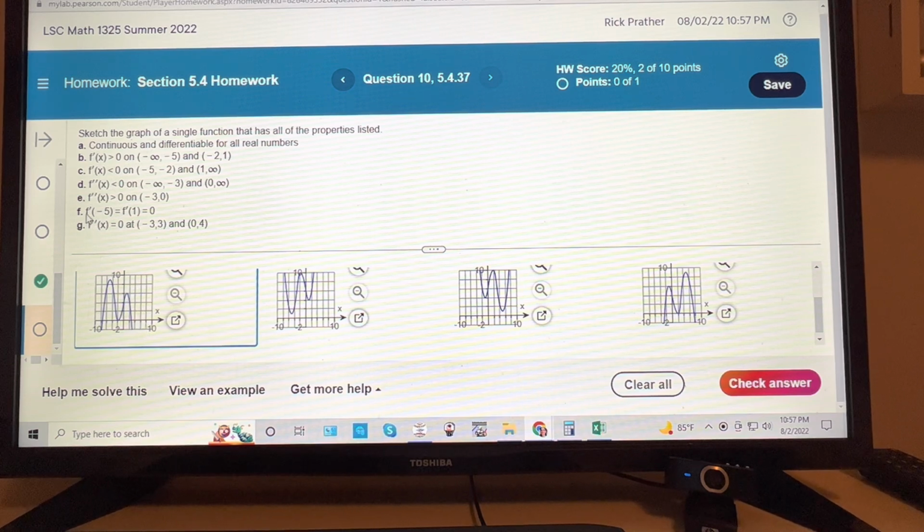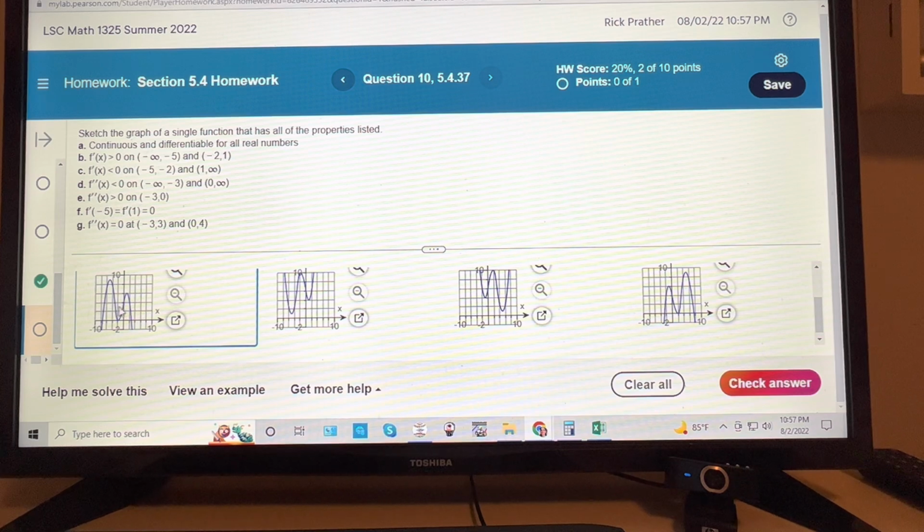And then f prime of negative 5 and f prime of 1 equal 0. Those are flat points of the graph. When the derivative is 0, you have a flat point on your graph. At negative 5, it's flat, and at positive 1, it's flat. And the second derivative equals 0 at these 2 points. That's when you change from concave up to concave down, potentially. If you do switch at those points, then you have an inflection point.